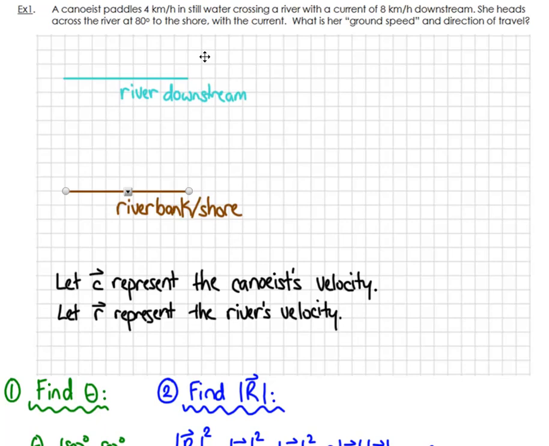All right, so let's take a look at what this question looks like. A canoeist paddles 4 kilometers per hour in still water. So that means without a current, this is just how fast the boat would be by itself. Crossing a river with a current of 8 kilometers per hour downstream. Okay, so here I have the stream and I also have a shore. Let's just draw the current first. So something like that, and I'm going to write down the magnitude, which was 8 kilometers per hour.